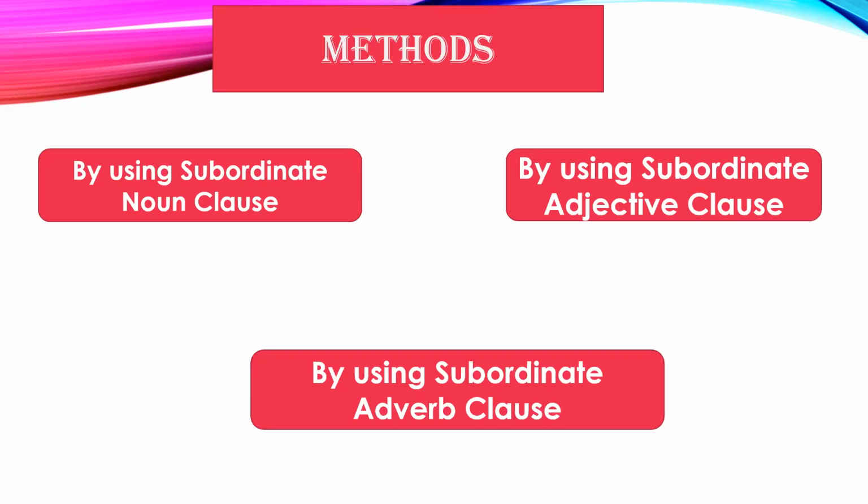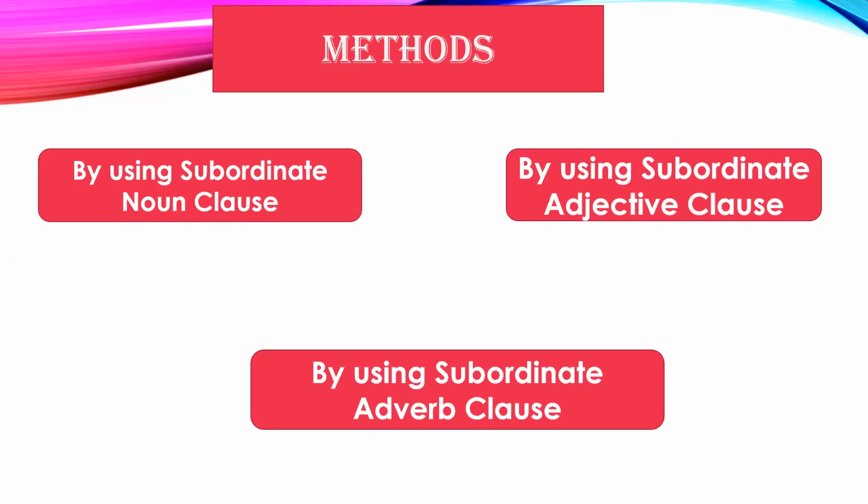And we all remember that we used to ask a question, and these noun clauses can also be joined using question words. Noun clauses can have question words, either in the subject or in the object. So noun clauses are identified by the use of the word that, and also they have question words. Then the second method is by using subordinate adjective clauses.